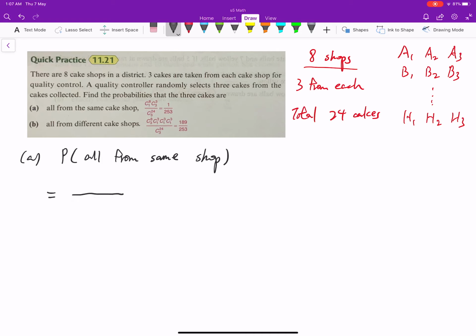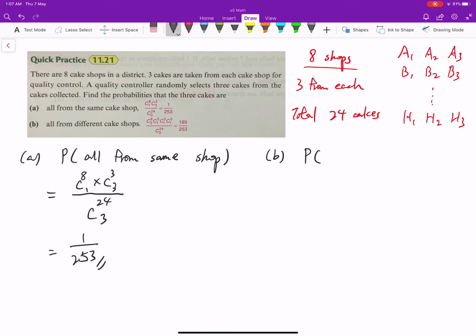And first of all, now you take 3 out of 24, right? So you get 24C3. And then if these 3 cakes need to come from the same cake shop, so these 3 cakes only come from one shop, right? So you just choose one from these 8 shops first. So 8C1. And then after you choose the shop, you need to choose 3 cakes from this shop, right? So you multiply 3C3. Okay, so finally we get 1/253.